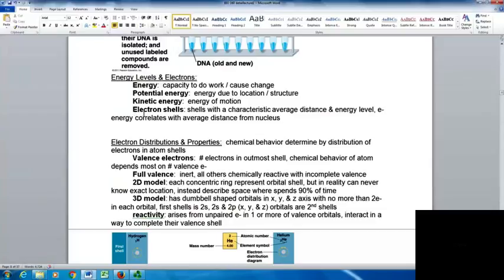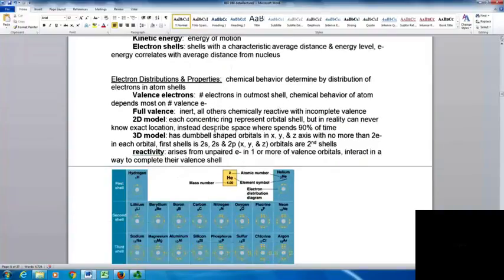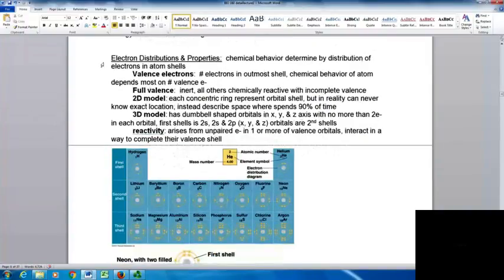When we look at the electron shells, these shells have a characteristic average distance and energy level. The electron energy correlates with the average distance from the nucleus. The distribution of the electrons will help determine the chemical behavior. What we're most concerned about is the distribution of electrons in the shells, particularly the outermost shell. These are your valence electrons, and the chemical behavior of the atom will depend on the number of valence electrons.